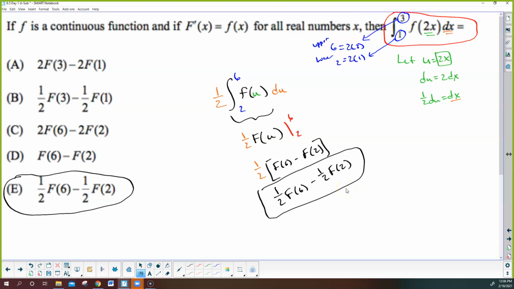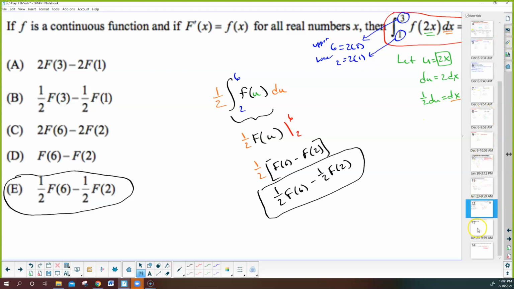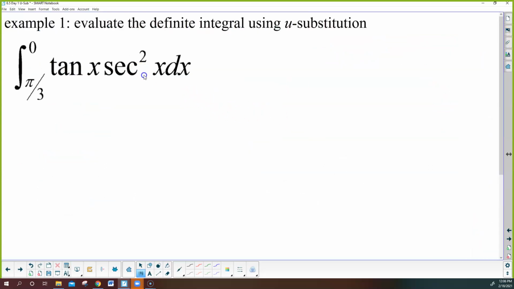So I know it's tough. It's not easy. Okay, we'll do this one probably as a warm-up.